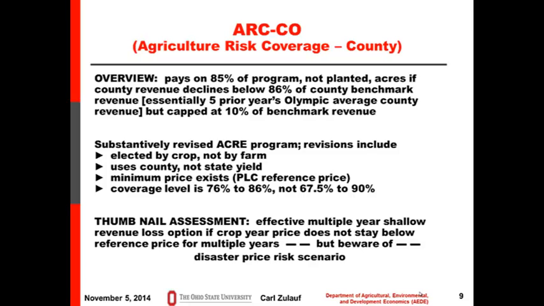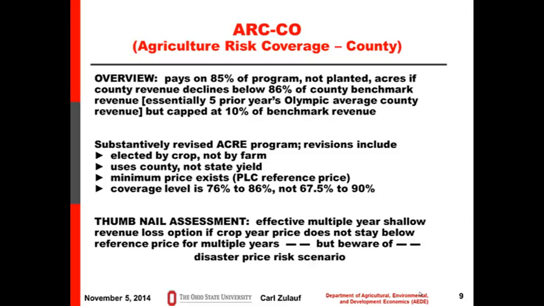Key differences to keep in mind: unlike ACRE, which was elected by FSA farm, ARC-CO is elected by crop. So in ACRE, you had to put all your program crops into ACRE. In this particular bill, you may only put corn into ARC. ACRE used state yields. ARC-CO uses county yields, so yields much closer to that of the individual farm.